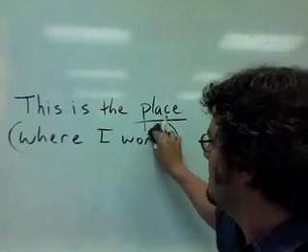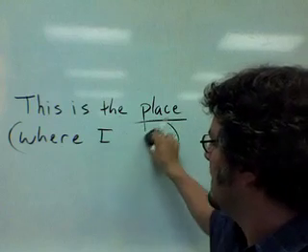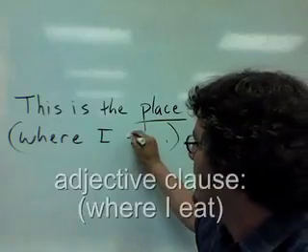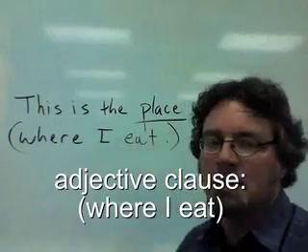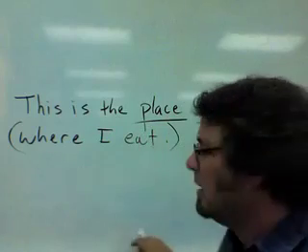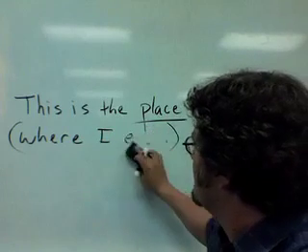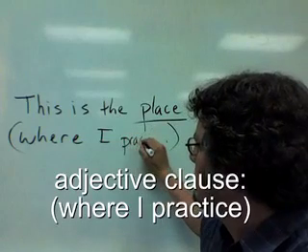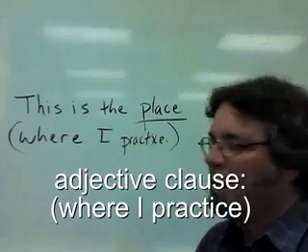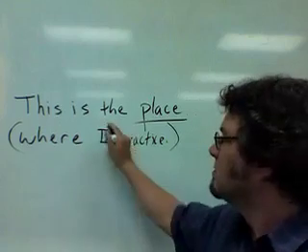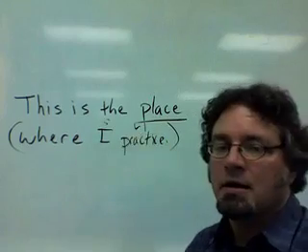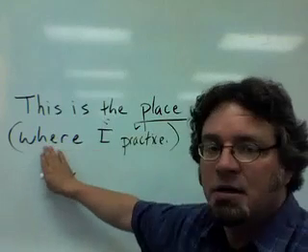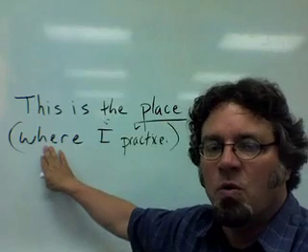In this part of the sentence, you could change it and say something like, this is the place where I eat, or this is the place where I practice. Here's a subject and here's a verb that forms the clause, and the clause is introduced by the word where.